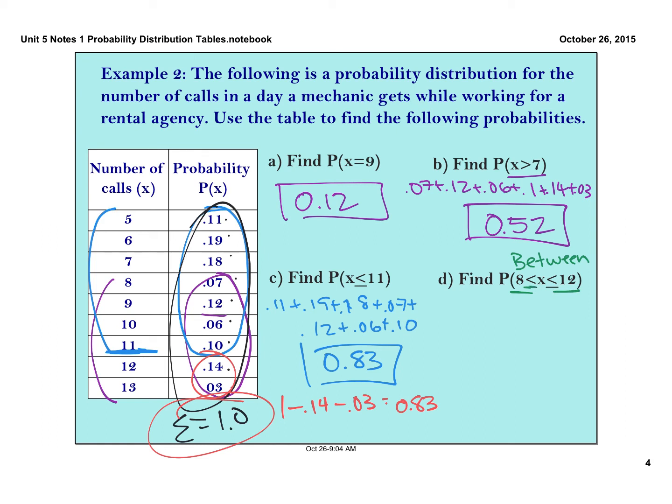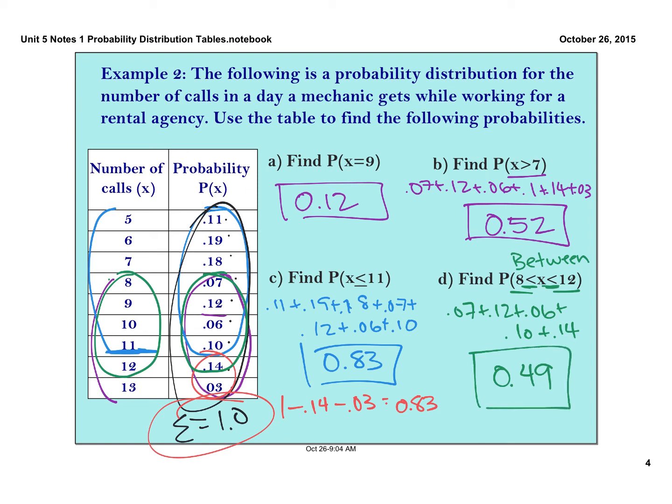And that's inclusive. I'm including the 8 and the 12. So I want these probabilities right there: 0.07 plus 0.12 plus 0.06 plus 0.10 plus 0.14, and I get 0.49 there. So when your x is in the middle like that, that means you're between those two values.